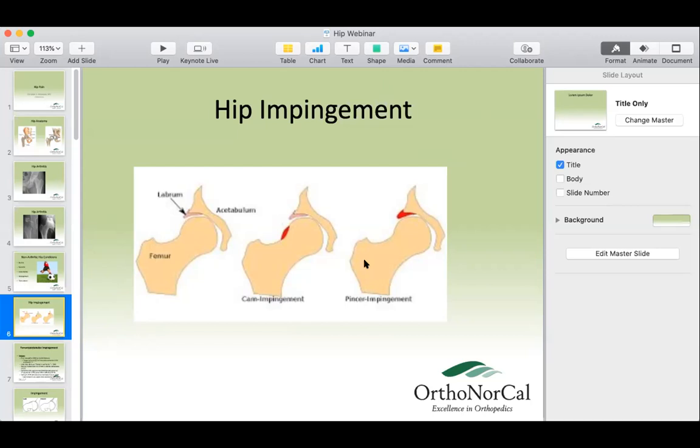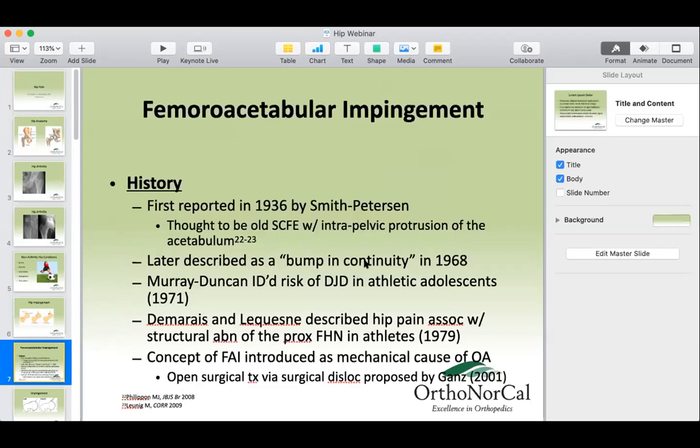The concept of hip impingement has gotten a lot of attention just in the last 10 to 20 years, but it's actually not a brand new concept. It's actually been recognized going as far back as 60 or 70 years ago. First reported even further back in 1936 by Smith-Petersen.